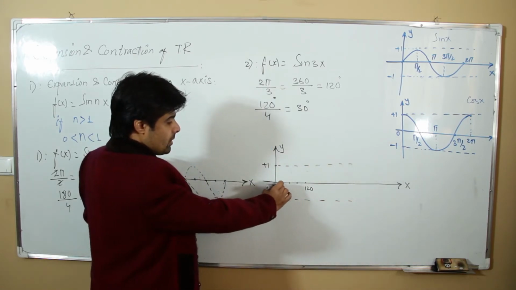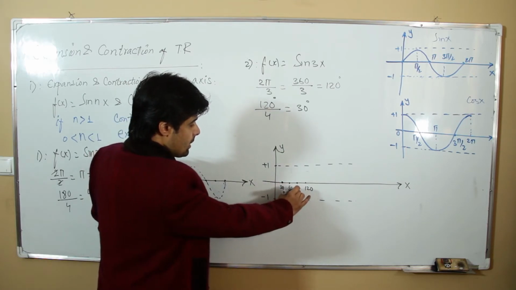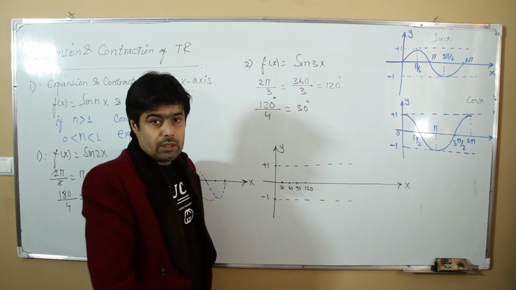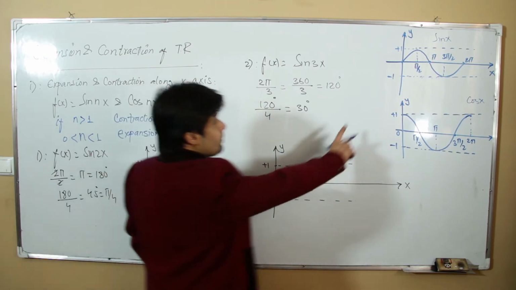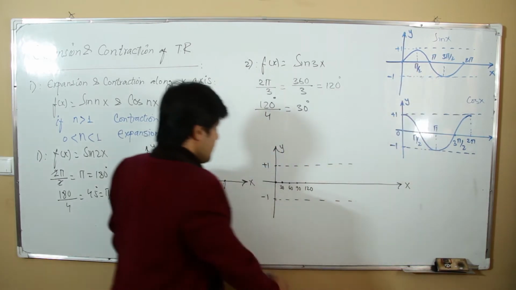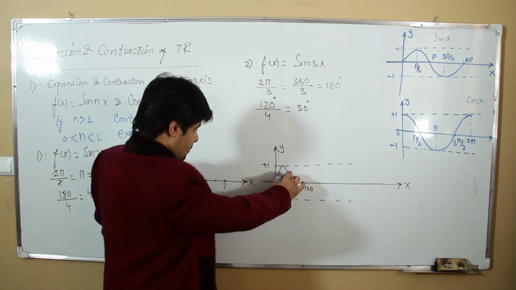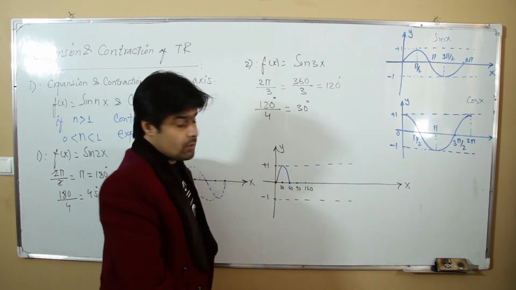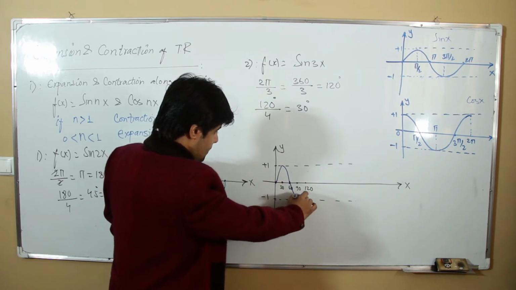0, 30 degree, this is 60, this is what? 90, and this one is 120 degree. Now it starts from 0, another point is our maximum, the next one it crosses, another point is our minimum, and the next point it crosses.